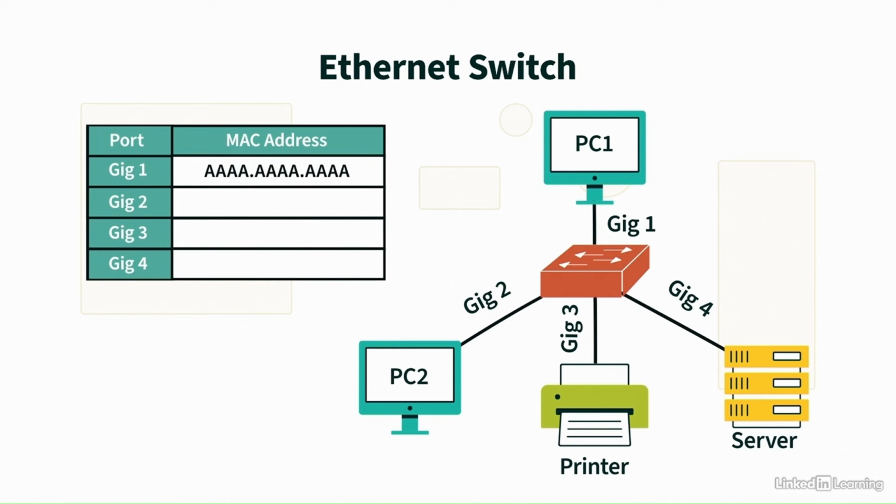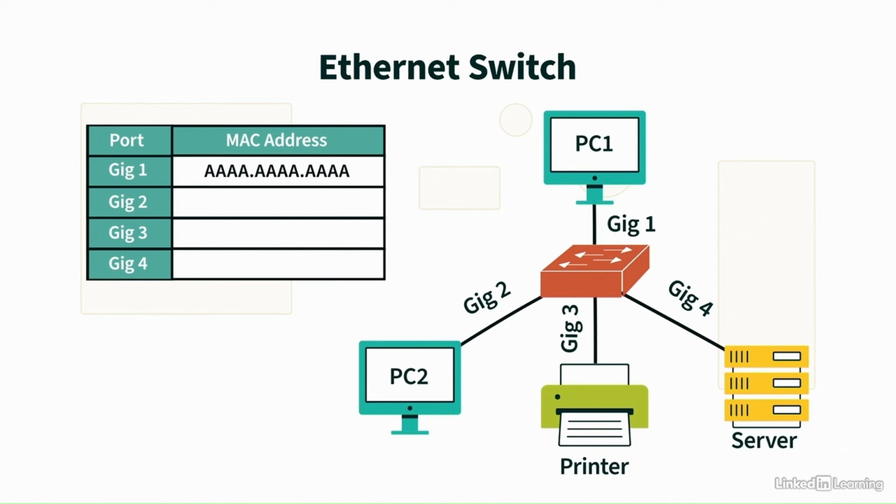Again, flooding happens when a switch doesn't know how to get to a frame's destination MAC address. The switch makes a copy of that frame and sends those copies out all other switch ports except the port that received the frame. After this flooding happens, PC2, the printer, and the server all receive a copy of that frame that was only intended for the printer. PC2 and the server look at that destination MAC address on those frames and say, that's not for me, and they discard those frames.